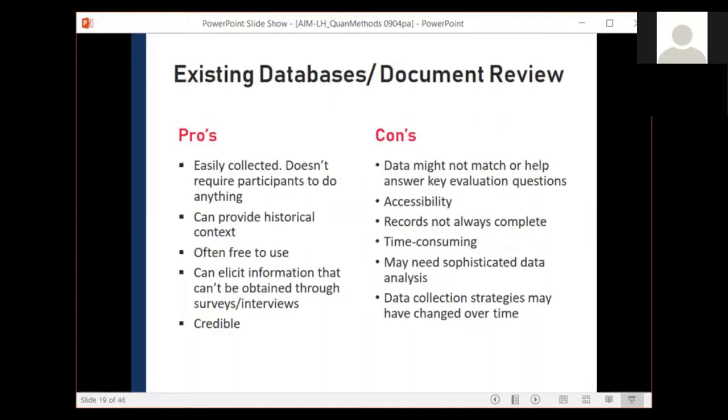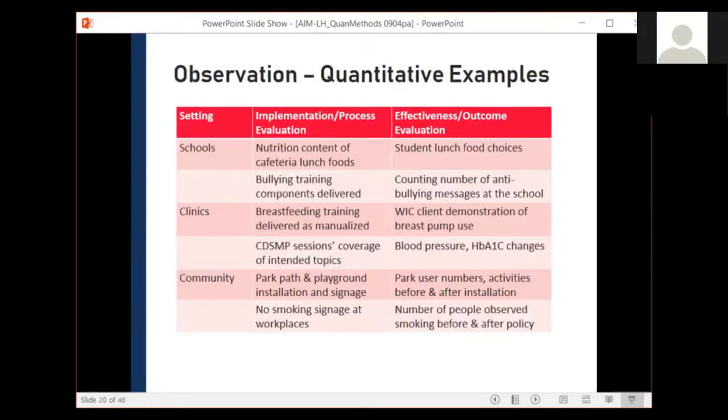So each data source does have advantages and disadvantages. Existing databases and documents can be easy to gather, and they're great in that they can provide information not available through surveys or interviews and can save us a lot of time that way. A common downside, though, as previously mentioned, is that the available information may or may not help us really answer some of our key evaluation questions. So moving now to observations, these are great.